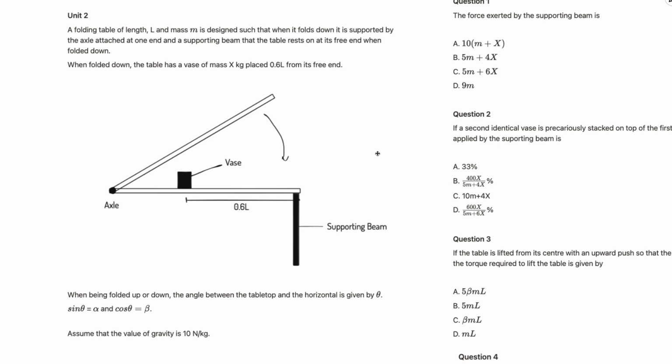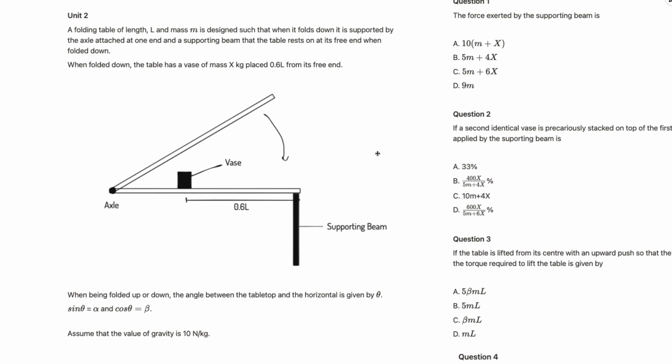So then unit 2, so this one, looking at some forces and torque as well, because I've noticed that one's come up as a bit of a problem for some people. So a folding table of length L, mass M is designed such that when it folds down, it's supported by the axle attached at one end, and a fixed and a supporting beam that the table rests on at its free end when folded down.